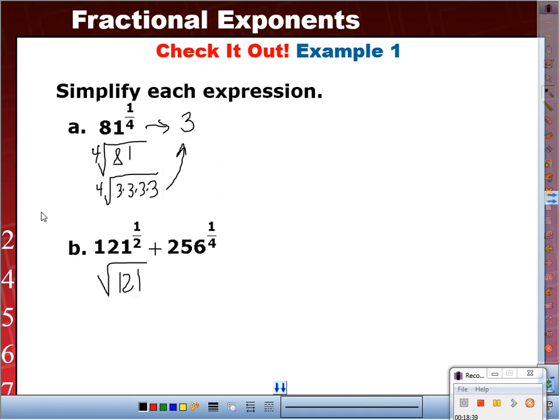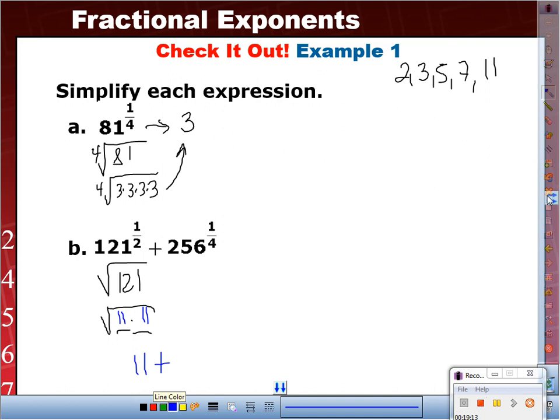So, if you can't think of it, what did I say? Have handy the first 5 primes. 2, 3, 5, 7, or 11. Start thinking about which one of those times itself gives me 121. So, Brenda. She said 11. 11 times 11 is 121. Therefore, that's 11. Hands up if you got that. Okay? Now, look at this one.